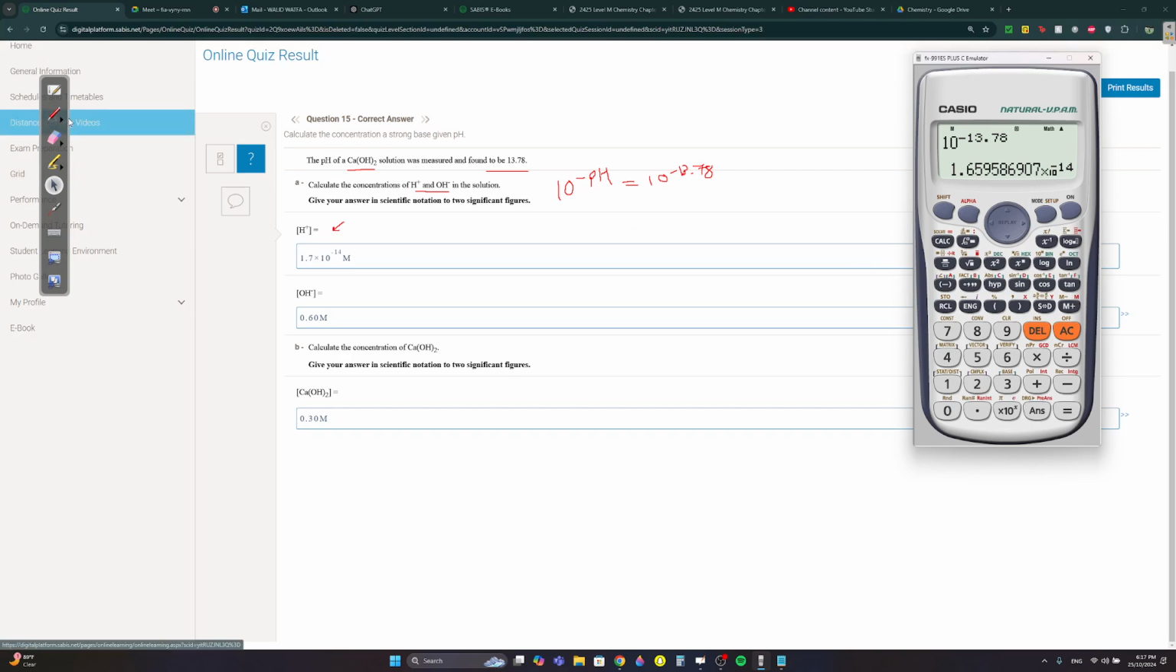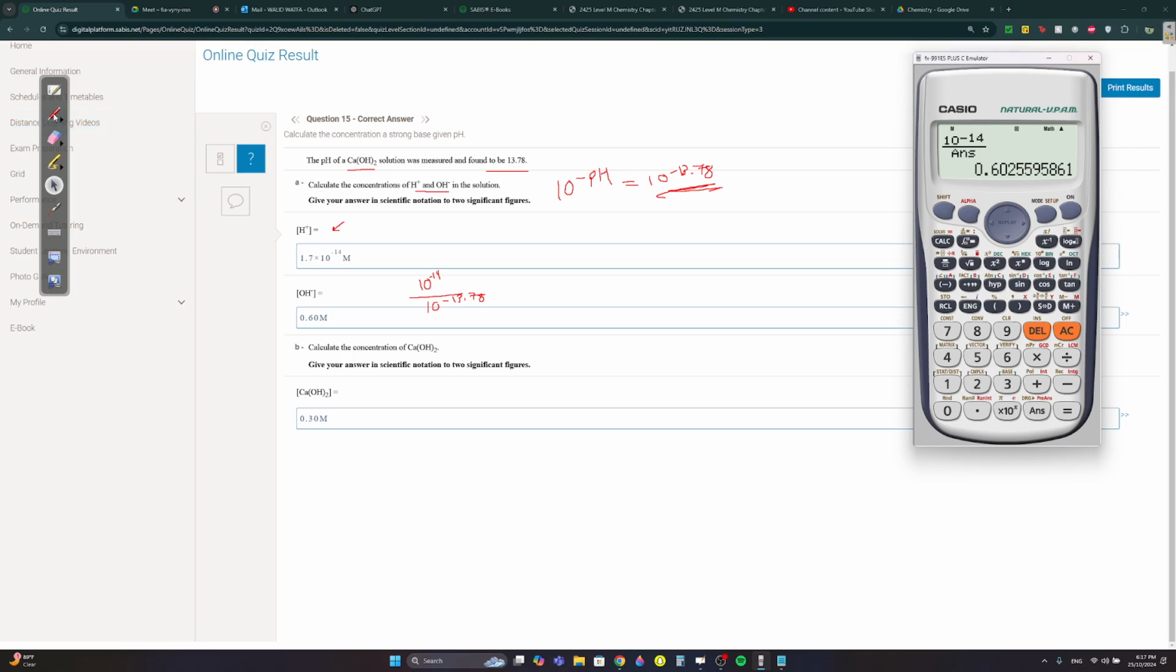Yeah, same thing. Okay, now for OH, don't do the same thing as the previous question. We're gonna do 10 to the power of minus 14 divided by H plus. But we're not gonna use this, we're gonna use this. Okay, 10 to the power of minus 13.78. So 10 to the power of minus 14 divided by, let's just say, answer. You get 0.60 to 2 SF.